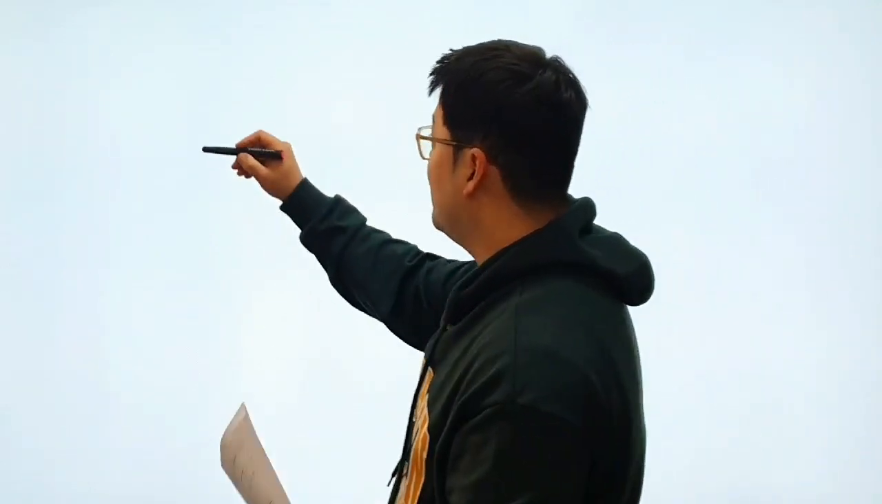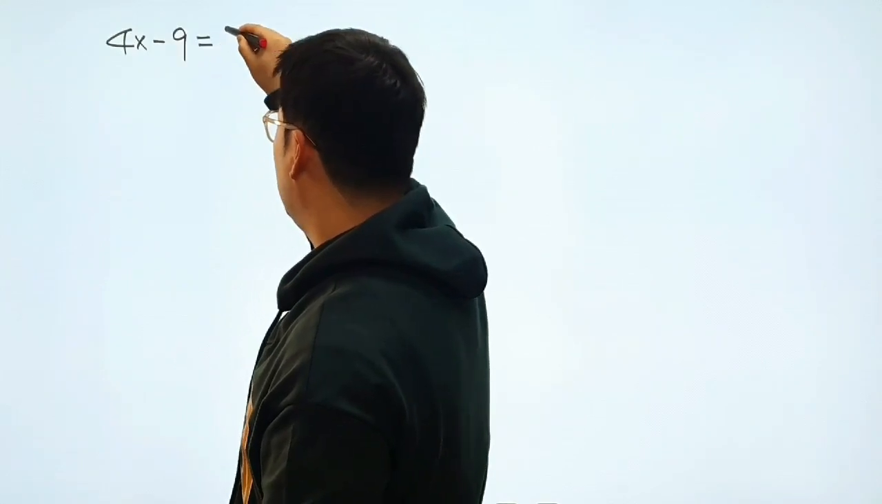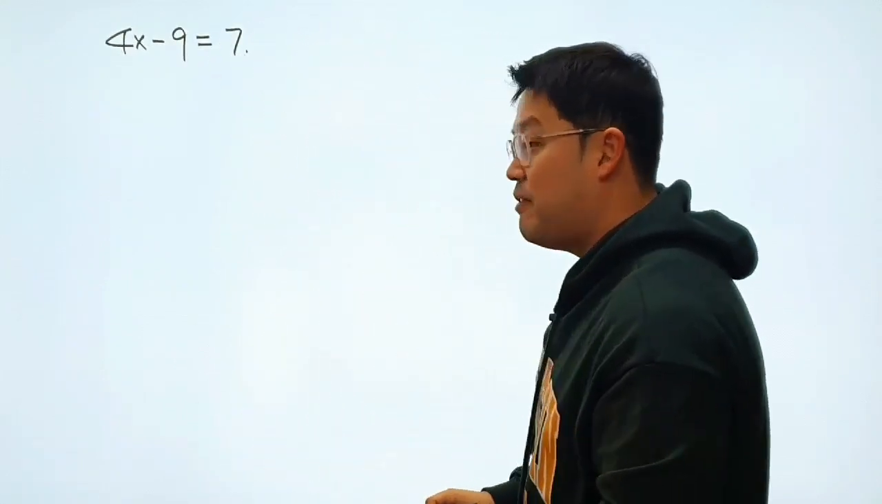Hi everyone, let's go to question number 17. Problem 17 says 4x minus 9 equals 7. Okay, so 4x minus 9 equals 7. Right, I need to isolate the variable again.